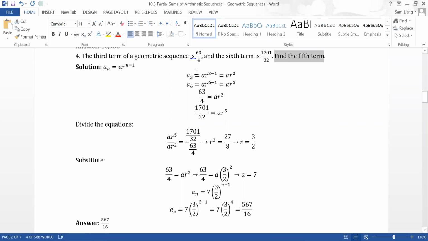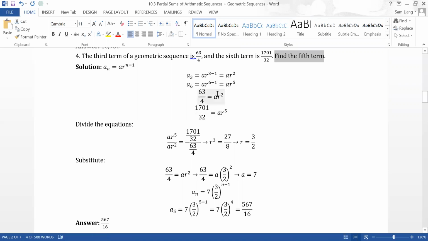Okay. So yeah, from there you just plug in what we know. So a3 is equal to a times r to the 3 minus 1, which is ar squared. And then a6, the sixth term, is equal to ar to the fifth. Okay. But we know that ar squared is 63 over 4, right? That's the third term. And the sixth term is ar to the fifth, and that equals 1701 divided by 32.